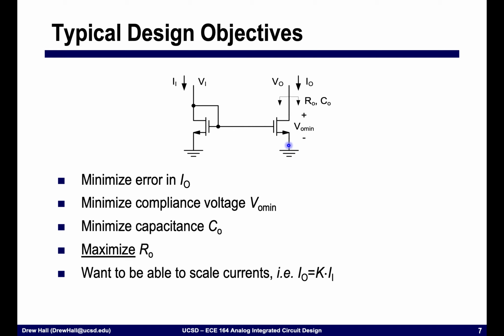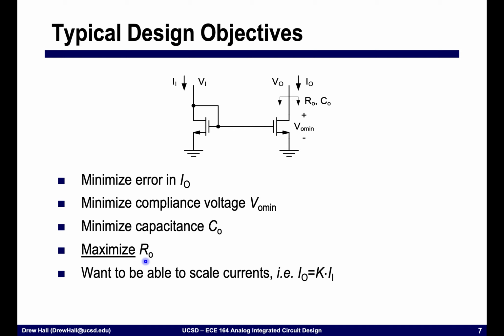You also want to maximize the output impedance, R out. So a good current source should have very, very high output impedance. Said another way, the voltage that is perturbing this node should not modulate the current. And so if I want to keep that property in play, that means that I need a high output impedance. And then lastly, as I was just mentioning on the previous slide, I really want to be able to scale the current.